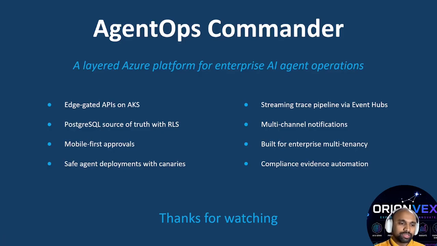The AgentOps Commander is a layered Azure platform for enterprise AI agent operations. It has gated APIs on Azure Kubernetes Service, but it's not cloud dependent; it's cloud agnostic. We can implement this application in any cloud, depending upon the client. It has a streaming trace pipeline through Event Hubs, Postgres as the SQL source of truth with RLS, multi-channel notifications, and mobile-first approvals, built for enterprise multi-tenancy, safe agent deployment with canaries, and compliance evidence automation. This is all about this architecture discussion.